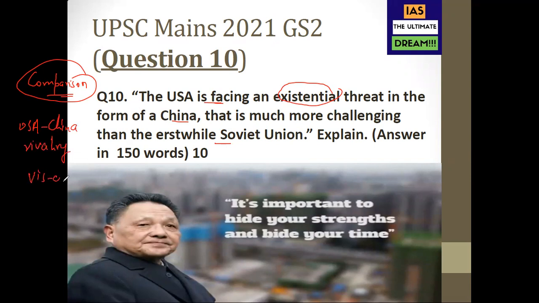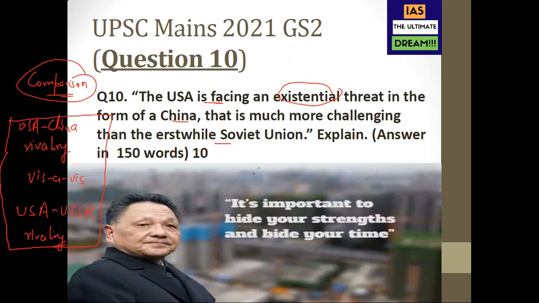USA, not Russia, USA-USSR rivalry. So USA-China rivalry vis-a-vis USA-USSR rivalry. This is the basic point, and this will be a heading. If you're making a particular heading and you're writing some points, you cannot just write about USA and China. You have to also compare with what was happening in the Soviet Union. What was the Cold War era? What happened and how China today is stronger than the erstwhile Soviet Union, if it is stronger.